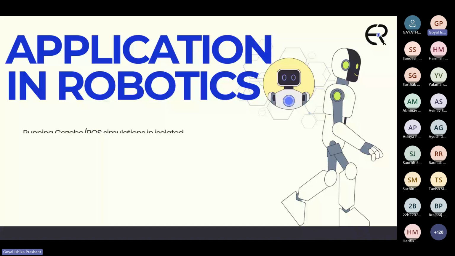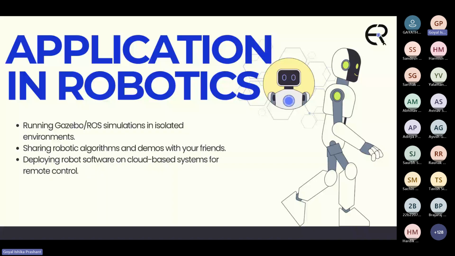So what are the applications of this in robotics? You can run simulations like Gazebo and ROS in isolated environments. You can share robotic algorithms and demos with your friends. And you can deploy robotic software on cloud-based systems for remote control.